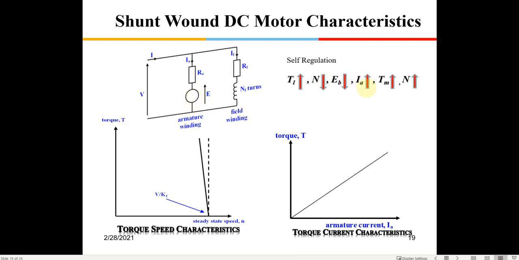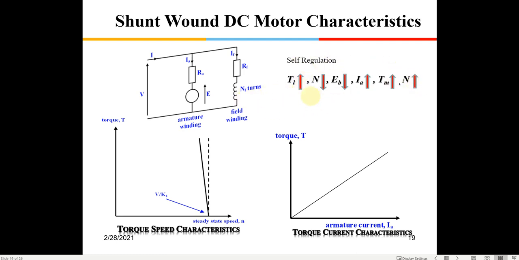If IA increases, the torque of the motor increases, because the torque is proportional to IA. So the torque generated by the motor increases. This will try to match the torque requirement, which is the load torque, and then the speed will be maintained. This is known as self regulation.